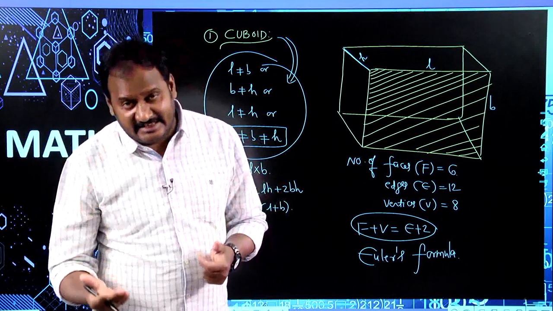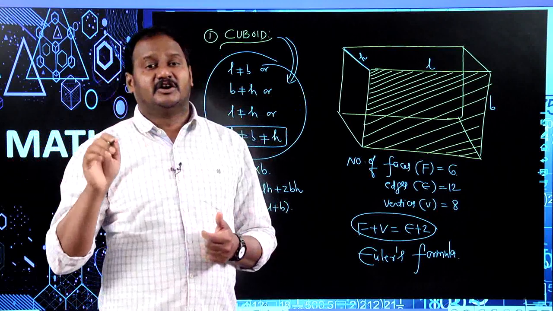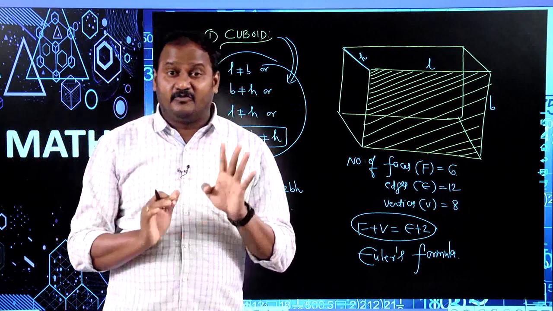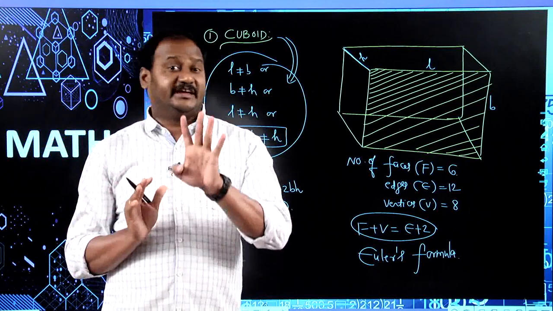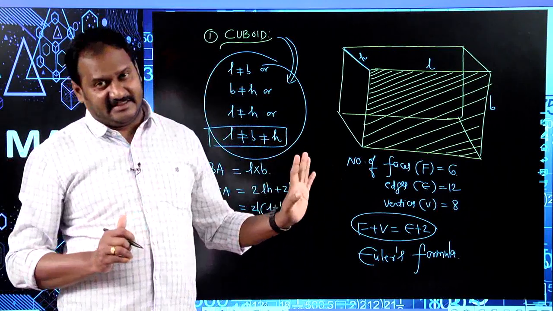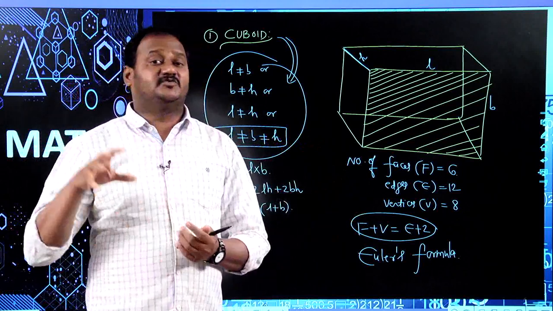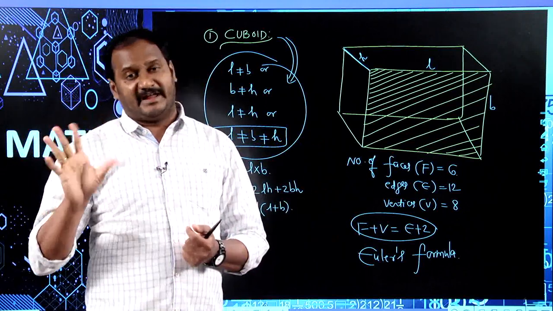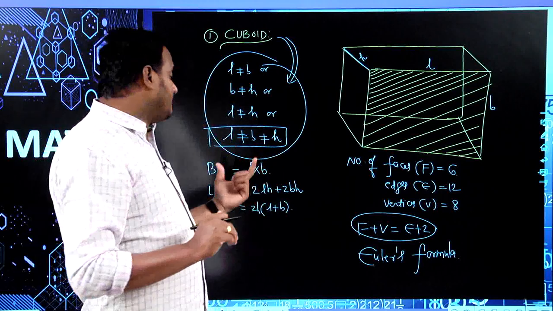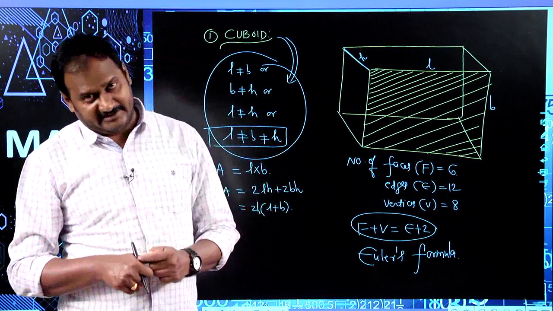How much area is that? It is nothing but the lateral surface area of your room. So, lateral surface area is nothing but the area of four walls of a room. The area of four walls of a room is going to be 2H times (L plus B). If you find out 2H times (L plus B), that is the area that you are going to paint. Did you get my point? So, the area of four walls of a room is nothing but the lateral surface area of a cuboid.